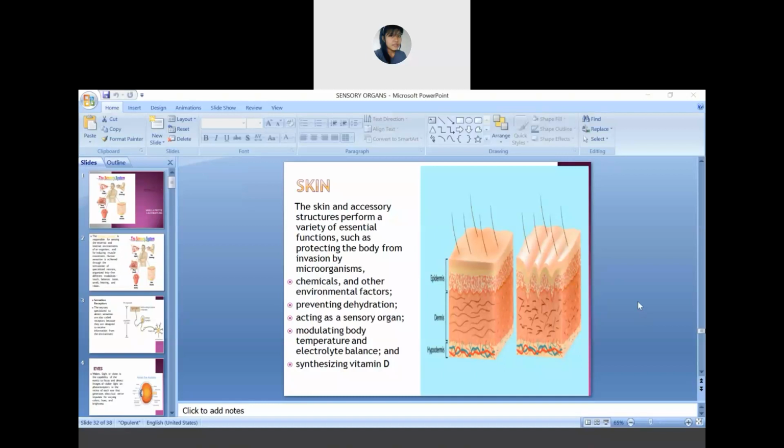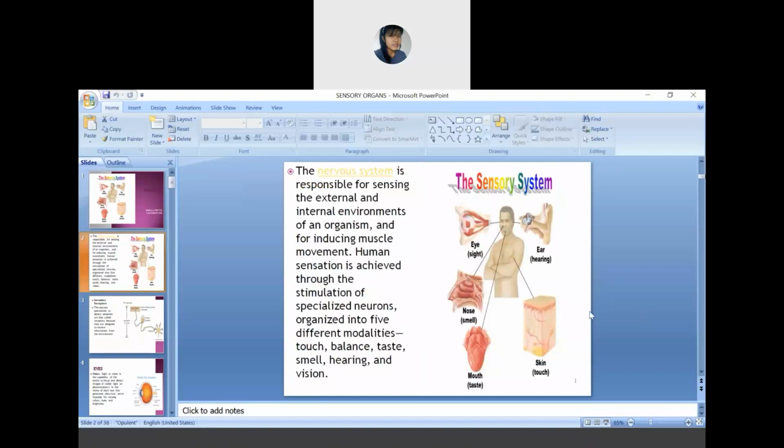Yes, ma'am. Okay, Manisha, can you tell me the three layers of the skin? Epidermis, dermis, hypodermis. Okay, very good. Okay, who helps you in regulating the body temperature?